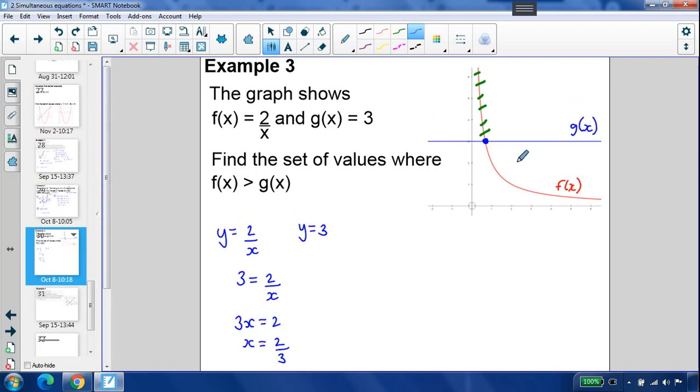So really, I can actually complete this then. So for f of x is greater than g of x, I didn't need that little bracket there. I'm going to be going from 2/3 and below. The values are getting lower. So x is less than 2/3. So that shows those values there.